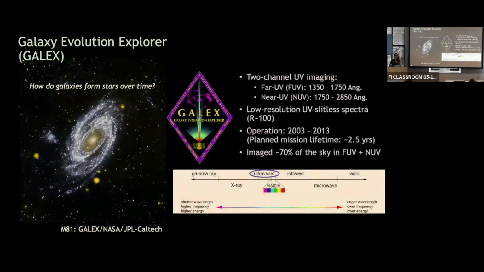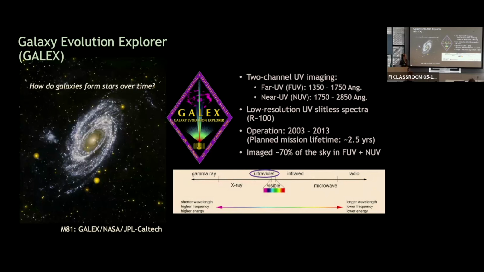GALEX consisted of two imaging channels in the ultraviolet, which we call the far ultraviolet or FUV, and the near ultraviolet or NUV. And I'm just listing their wavelength ranges here. These are the energies of photons that they cover. It also includes a low resolution slitless spectrograph. So I'm going to actually show you an image of what this looks like later. Its operation was about 10 years, about a decade. It did pretty well. It covered about 70% of the sky in the far ultraviolet, near ultraviolet.